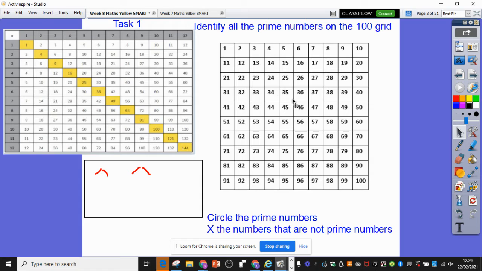What we're going to do is, on this grid, circle all the prime numbers and cross out the numbers that are not prime numbers. And then this 100 square grid is going to help you when you move on to task 2 and to task 3.